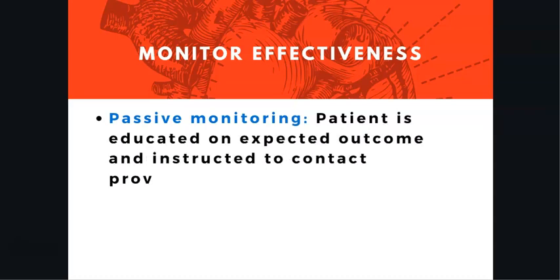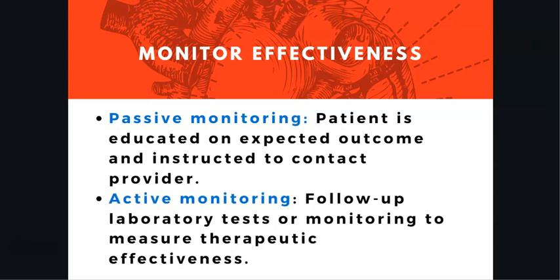And after you prescribe, you want to monitor effectiveness. There are different ways to do that. There's passive monitoring. The patient is educated on expected outcome and instructed to contact the provider. So in passive monitoring, the patient is going to tell you what's going on. You wait on the patient to report. But with active monitoring, you follow up. You may do lab tests. You may do some kind of monitoring to measure therapeutic effectiveness. So that is active monitoring, when you're actually doing things like labs or some kind of therapeutic monitoring. Passive monitoring is more letting the patient tell you what's going on.